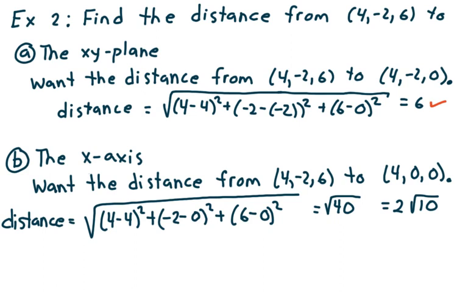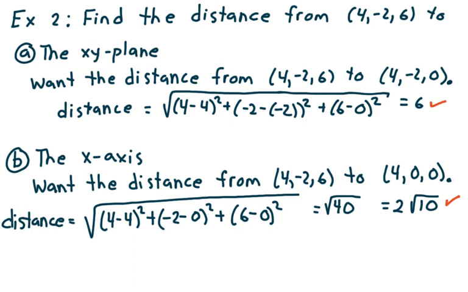It's a perpendicular drop. Now, in part B, I want the distance from (4, -2, 6) to the x-axis. But in reality, I want the distance from (4, -2, 6) to (4, 0, 0). That's the distance I want. And when it's all said and done, if I apply that distance formula, I'm going to get 2 times the square root of 10.